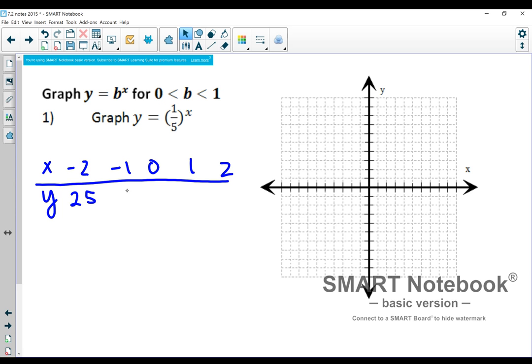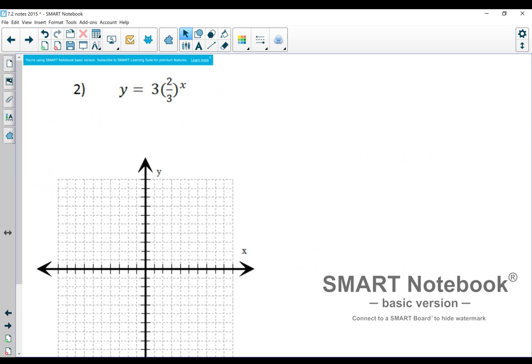To the -1 power, I'll just flip it, so I'll have 5. 0 power is always 1. This will be 1/5 and 1/25. Now I'm going to go ahead and graph, and obviously I'm only going to graph those middle 3 points. When x is -1, y is 5; 0 is 1; 1 is 1/5, and the function looks something like this. Again, we are not actually reaching 0; we have an asymptote there.